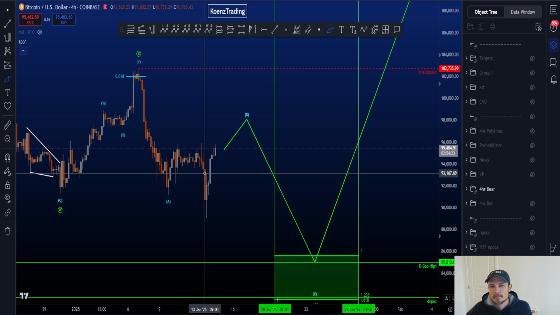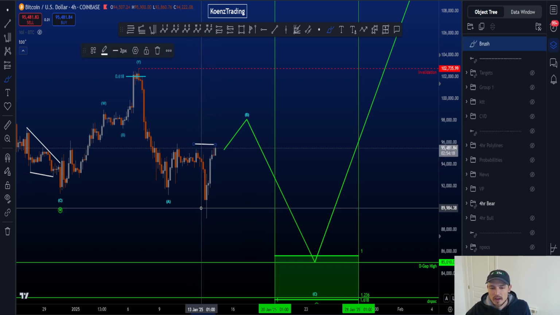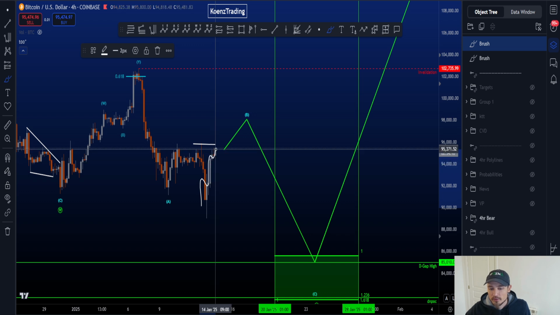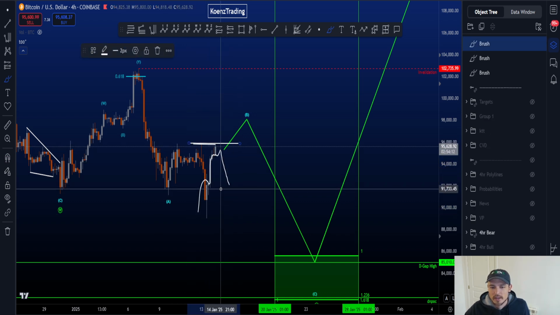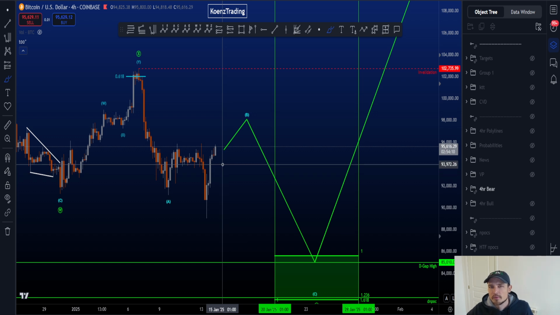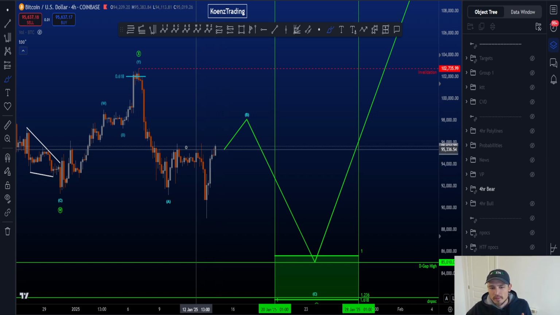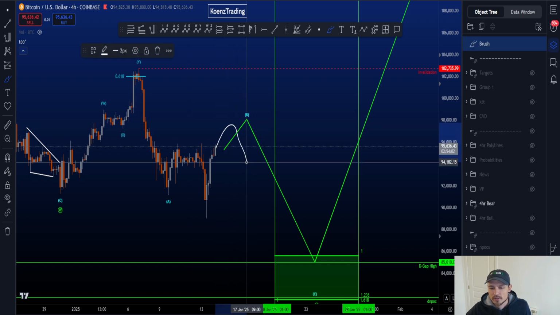But a running flat is, again, very rare, is never preferred. So if you do not take out this high, and we can count an impulse on the lower time frames here, so 1, 2, 3, 4, 5, and you would retrace before taking out the high, it automatically increases probabilities for the bullish scenario. And then lastly, if you do take out these highs, yes or no, doesn't really matter, but eventually you get your retracement.